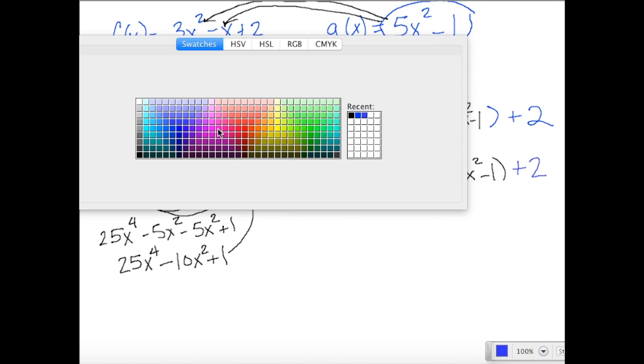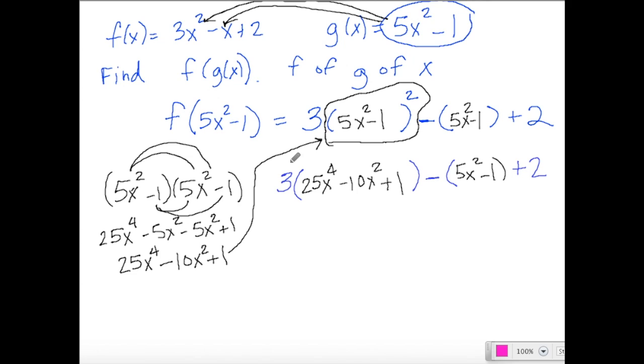Okay, and now I will switch to a completely different color because now I'm creating a composition. So 3 times 25 is 75x to the fourth. 3 times negative 10x squared is negative 30x squared. 3 times 1 is plus 3. And I'm going to do the same thing here. I have to distribute. Minus 5x squared. Negative, negative, that would be a plus 1 plus 2. This is my new function. This is my composed function.